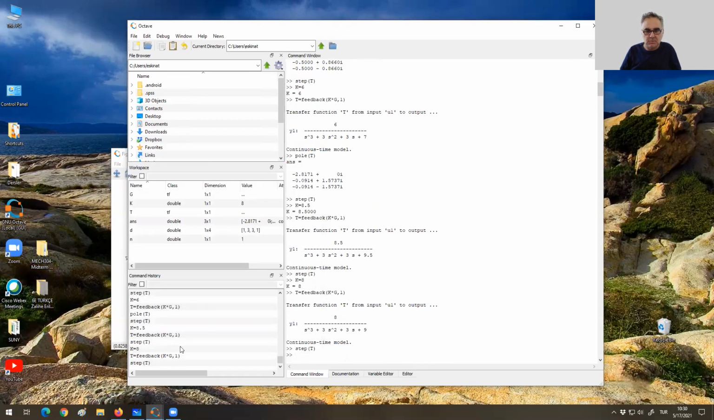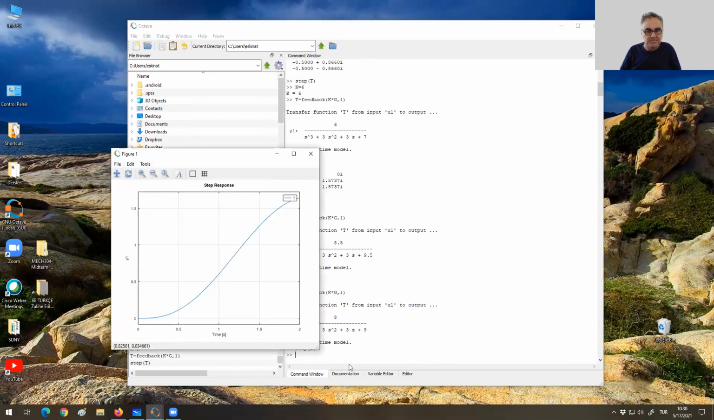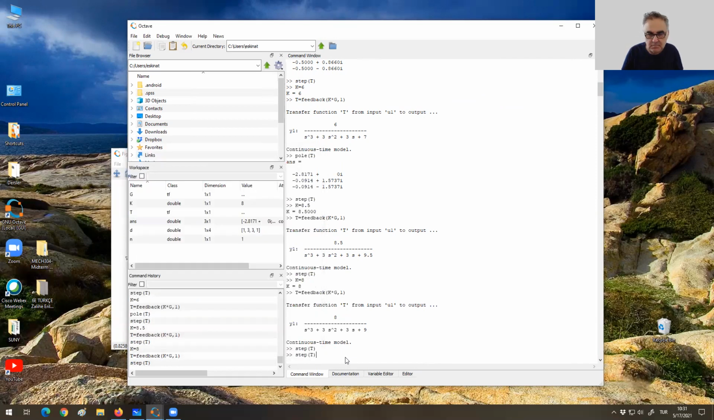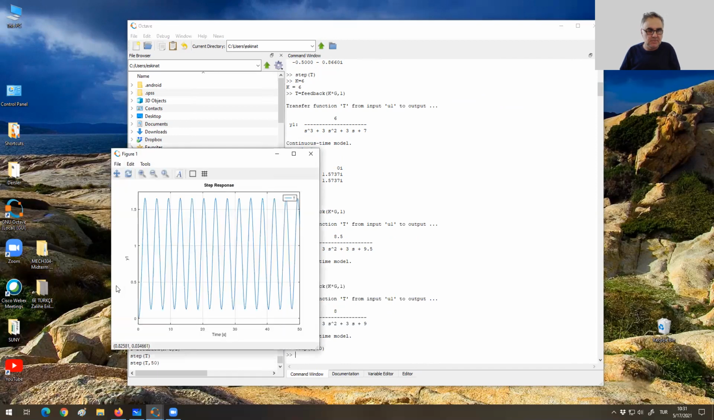There's something wrong here. Let's make a response for some time. As you see, it is oscillatory. It is just in the limit of stability. It doesn't grow up, but it doesn't decay either. So this is the system response when you are in the limit of stability, K equals 8.